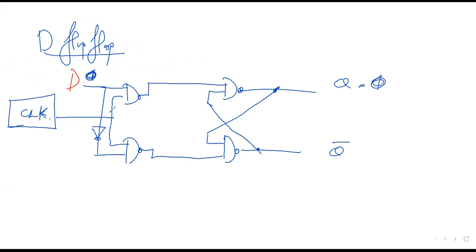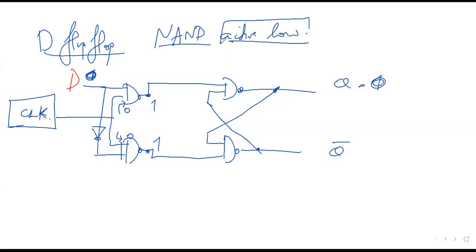If the clock is 0, it means here we have 0, here we have 0. This is a NAND. This is a NAND. 0 times everything, it means the output will be 1. At this stage, the output will be 1. For a NAND SR flip-flop, we have it being active low. So when we have a 1, 1 here, it means this is the memory state.